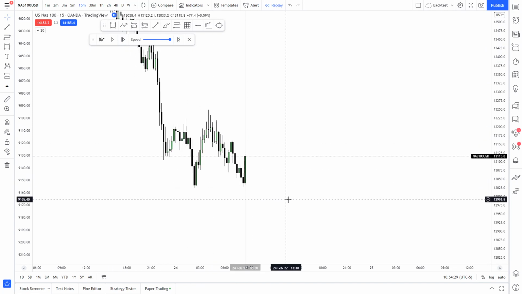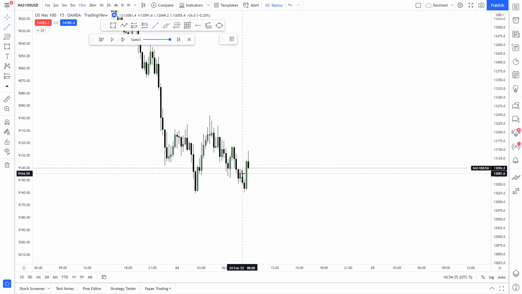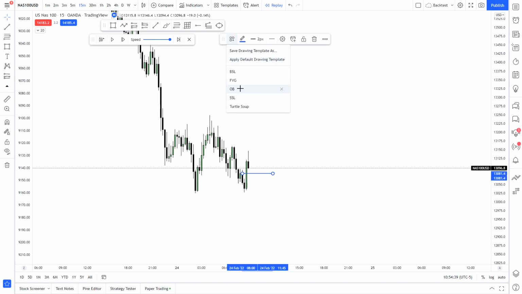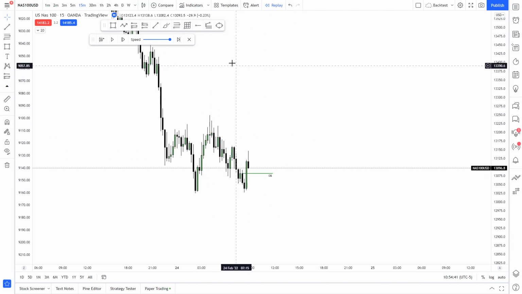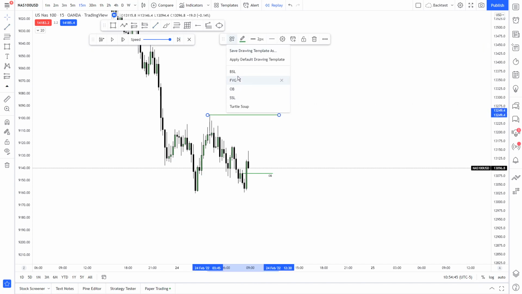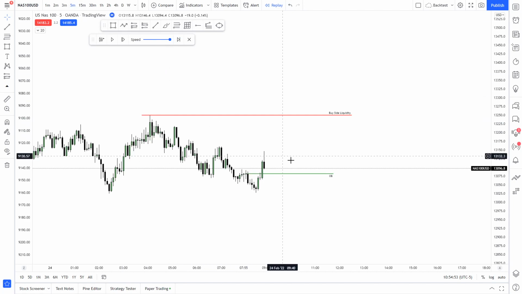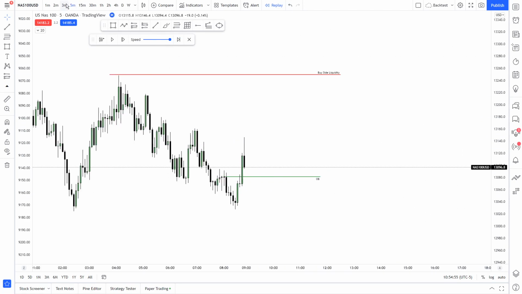On Thursday, 8:30 comes. See this order block just being created, order block right here. And then here are our targets for the day, buy side liquidity. So we want to see price come into this order block and go up. Let's go to the 3-minute.